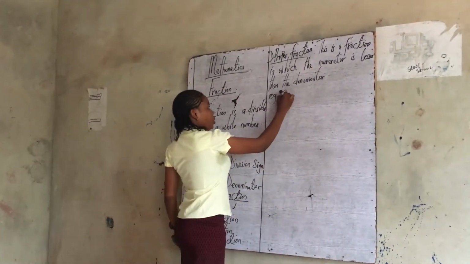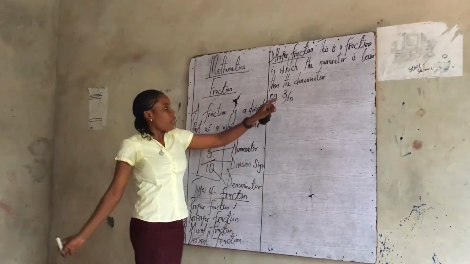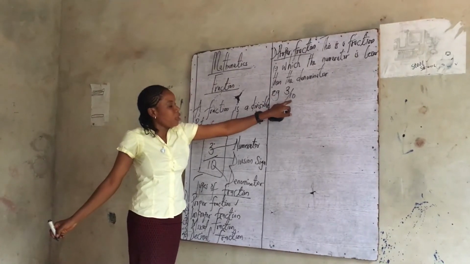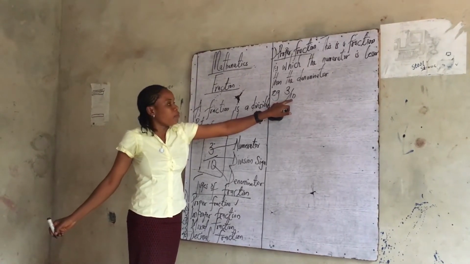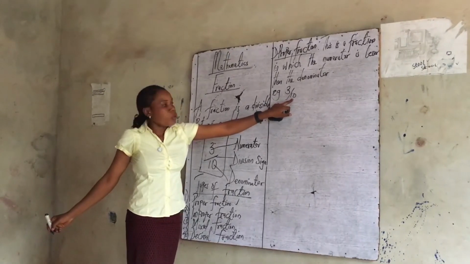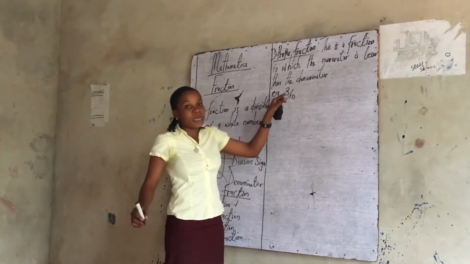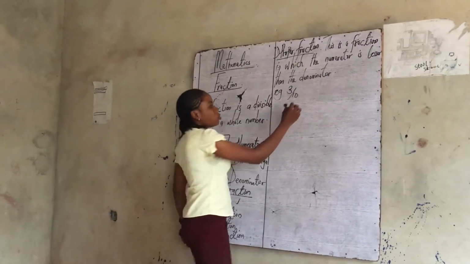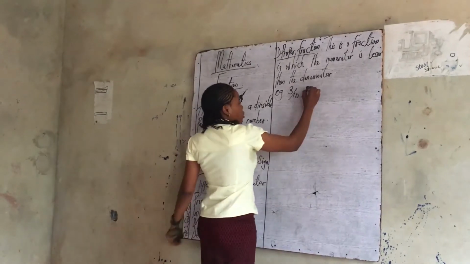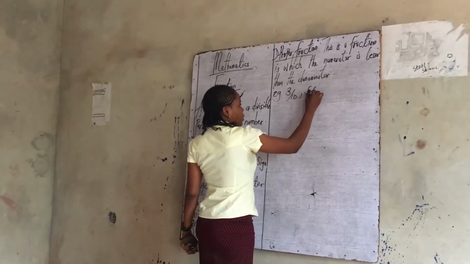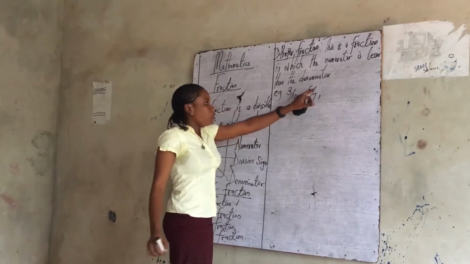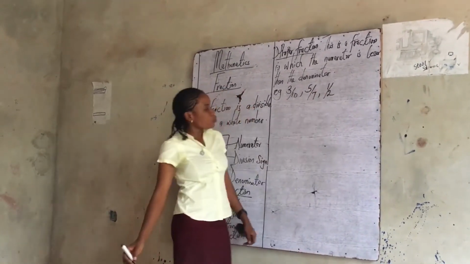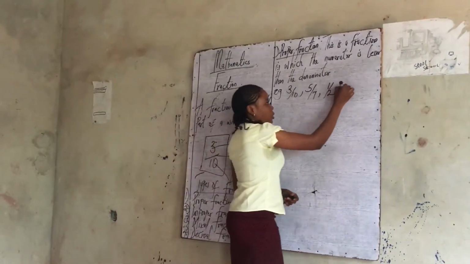Example: 3/10. Can you see that the upper number is lesser than the lower number, the number below? Yes. That is to tell you that it's an example of what? Of a proper fraction. Another one is 5/7. Another good example is 1/2, etc.